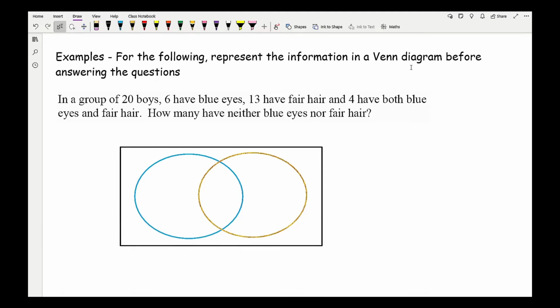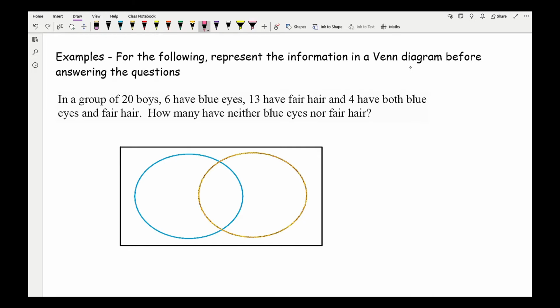Now in this particular set of questions, there's no indication for us to use a Venn diagram, so it's really important that you establish when a Venn diagram will be useful, and usually that's when there is some overlapping, so when there's something that can appear in both. So it says here that in a group of 20 boys, 6 have blue eyes, 13 have fair hair, and 4 have both blue eyes and fair hair. How many people have neither blue eyes nor fair hair?